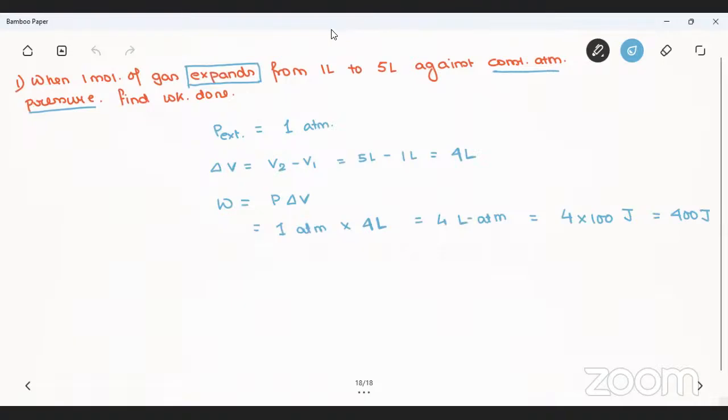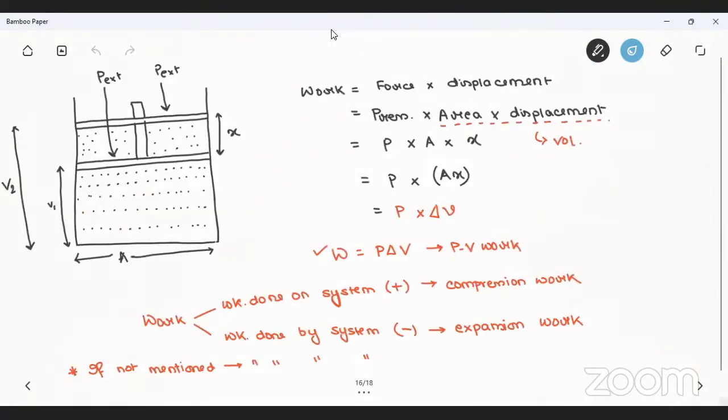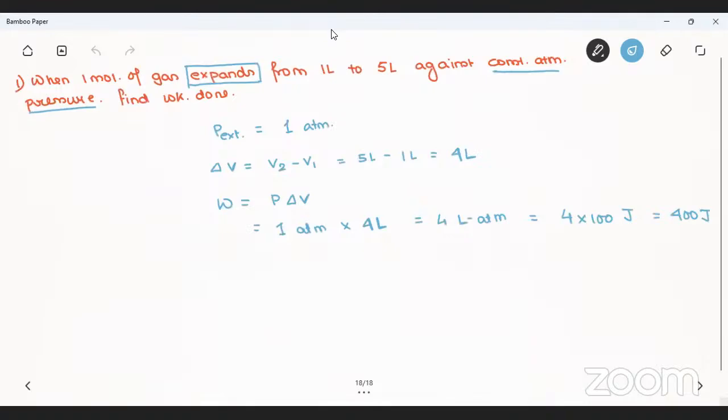Now delta V is V2 minus V1. Okay, so what is our formula? See, this is the formula we have derived just now. What I've written, W is equal to P delta V. P is 1 atm and delta V is V2 minus V1: 5 liter, 1 liter. Okay, this is our V2, this is our V1. Final volume, initial volume. It is final and here it is initial. So it is 4 liter.